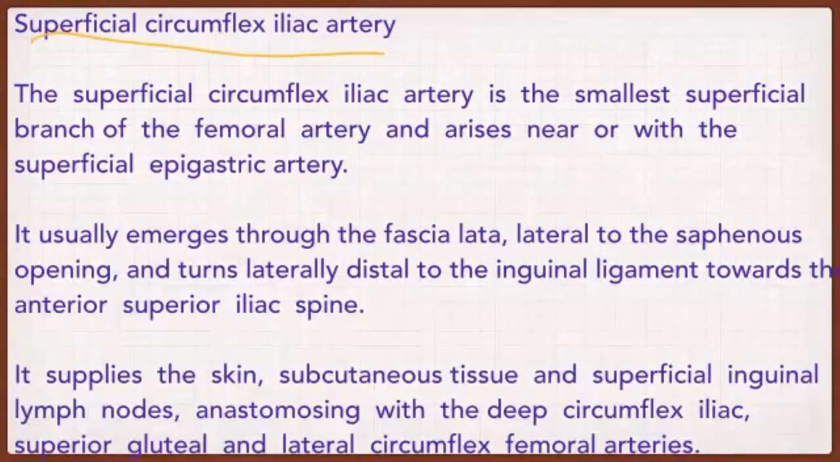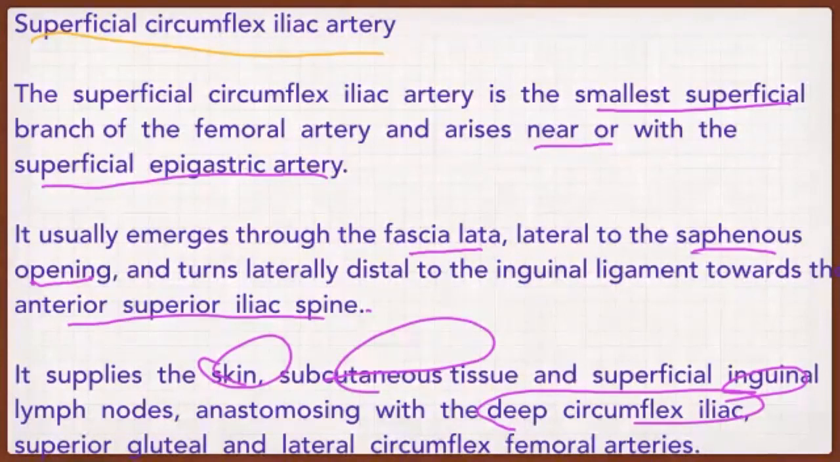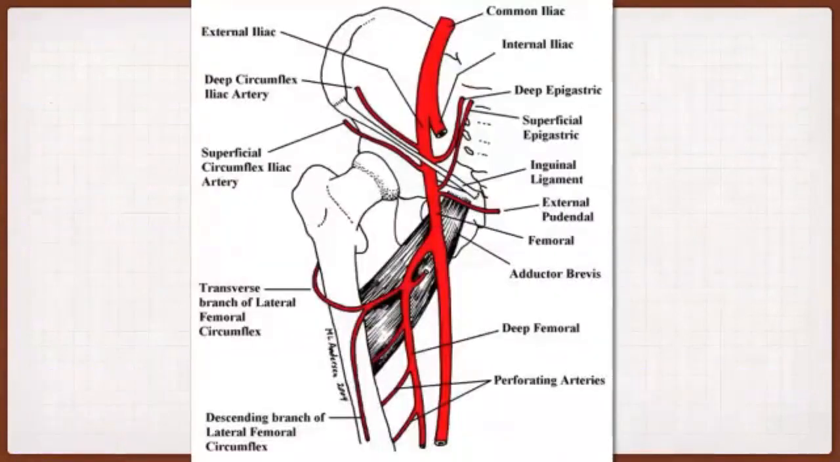Circumflex iliac artery. The circumflex iliac artery is the smallest superficial branch of the femoral artery, arising near or with the superficial epigastric. It usually emerges through the fascia lateral to the saphenous opening, laterally, right? It turns laterally distal to the inguinal ligament towards the anterior superior iliac spine. It supplies skin, subcutaneous tissue, and superficial inguinal lymph nodes, and anastomoses with the deep circumflex iliac, superficial gluteal, and lateral circumflex femoral arteries, right? So this one is the superficial circumflex iliac, right?